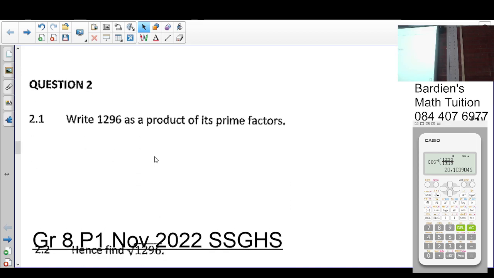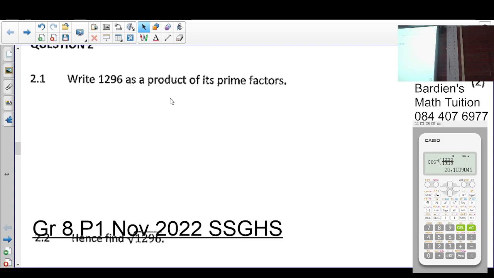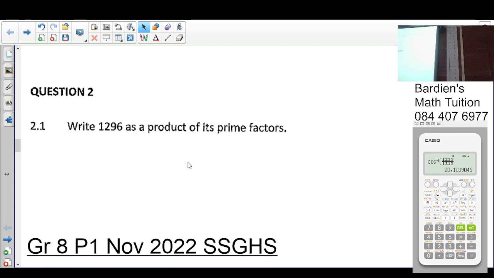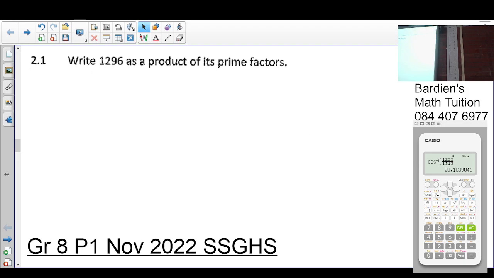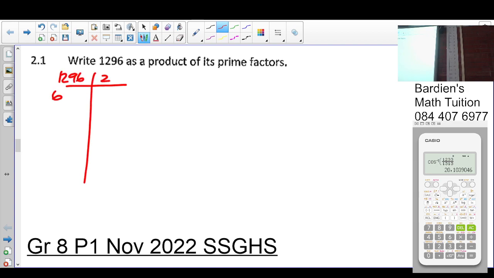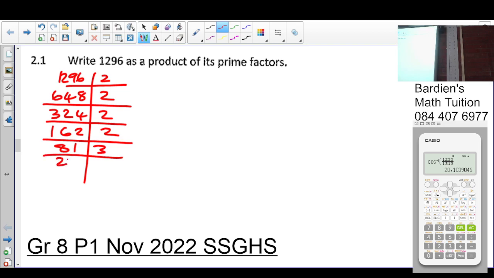Right, question 2. Write 1,296 as a product of its prime factors. You can use one of two ways, either the decomposition method or the ladder method. Okay, so we go ladder. 1,296. 2 goes into here 648. 2 goes 324. 2 goes 162. 2 goes 81. 3 goes 27. 3 goes 9. 3 goes 3. 3 goes 1.